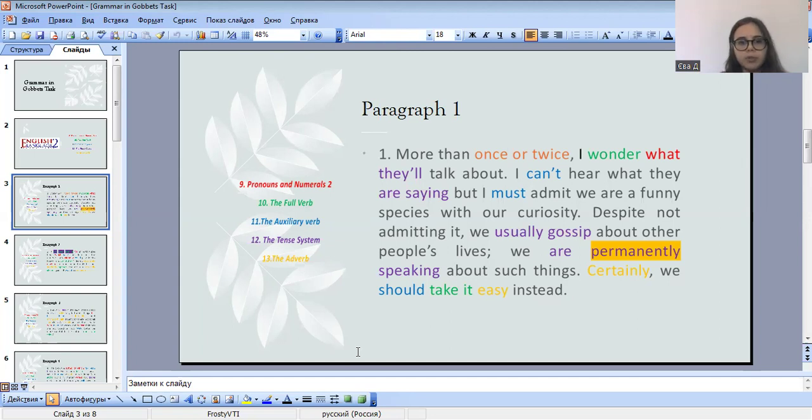Okay, we can move to the next one, and let's talk about the verb wonder. It's conjugated in the present tense, indicative mood. Also, let's look at the last sentence: we should take it easy. We can see it's an example of a phrasal verb. Why? Because it is an idiom. It is an idiom, that's why it's a phrasal verb.